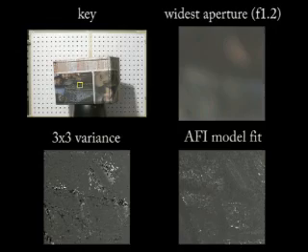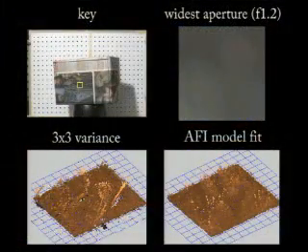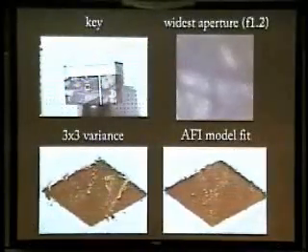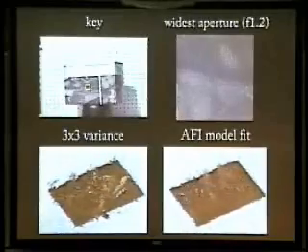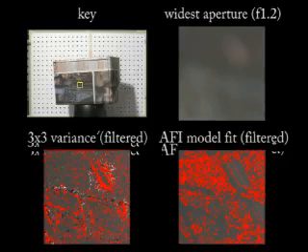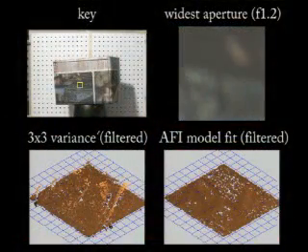Now for a small region of the box, we can see the level of reconstruction accuracy even more clearly with the ground truth plane overlaid as a 3D mesh. The planar scene can be thought of as a best case for 3x3 variance, but even so, AFI model fitting performs at the same level or better in terms of accuracy and the number of outliers.